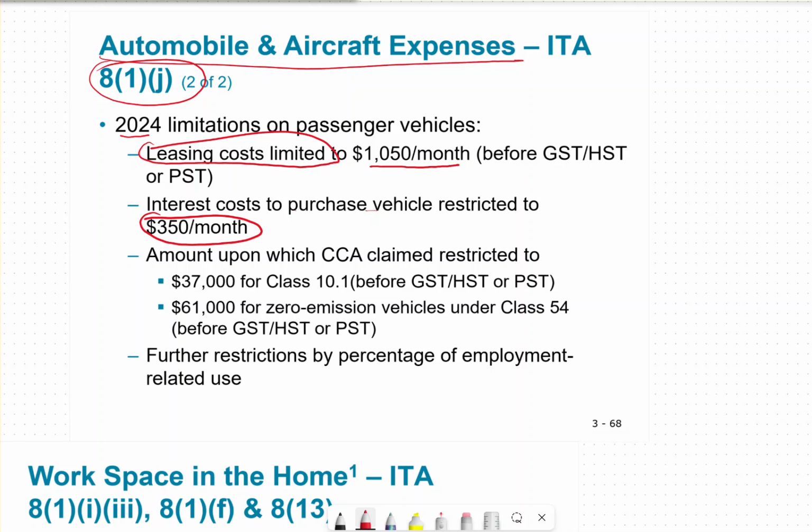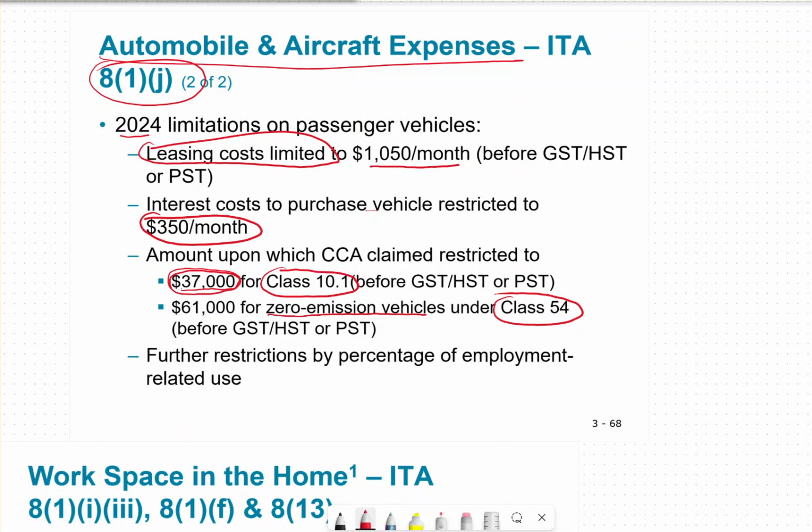And for the amount upon which CCA is calculated, the cost of the automobile could be anything, but the automobile is only allowed $37,000. So the purchase of the car could be $80,000, but for Revenue Canada purposes we are only allowed $37,000 as the cost when we are calculating the operating expenses. And if your car is a zero emission vehicle, it goes into a different class, which is Class 54.